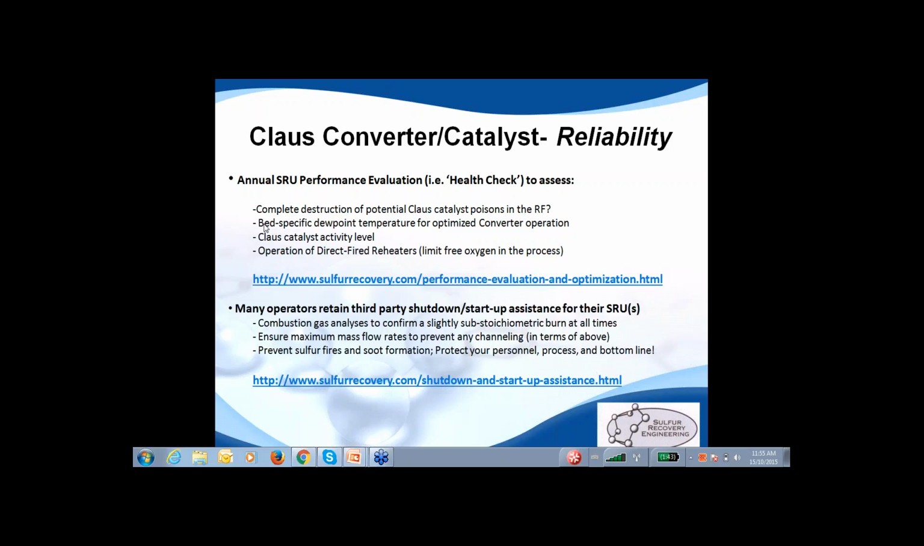It is absolutely imperative that we ensure a slightly sub-stoichiometric burn of our combustion gas at all times. We don't want excess oxygen through our process. It will react with sulfur that is inevitably in or set up in our process to form SO2, a very exothermic reaction, also known as a sulfur fire. We want to ensure maximum mass flow rates of the combusted gases to push out and prevent any channeling that may have occurred during our operating process. And also, we want to ensure that our burn is not too deficient in air or oxygen to ensure that we do not produce soot on top of our first reactor.